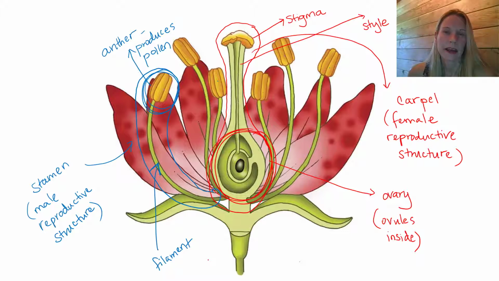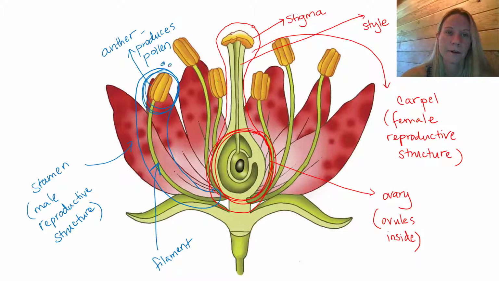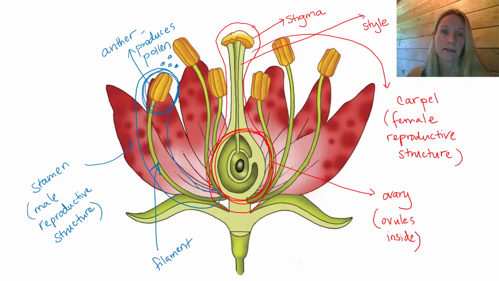So it is possible for flowers to self-fertilize. So it's possible for the pollen from this flower to be released. Now that pollen can travel by wind, or it can travel by insects like bees, or even some birds like hummingbirds.